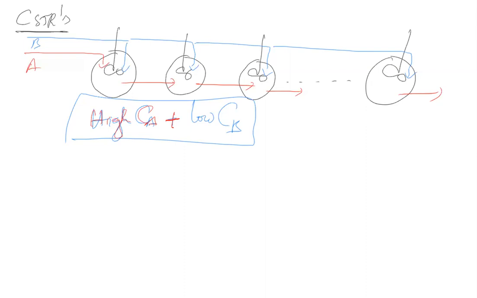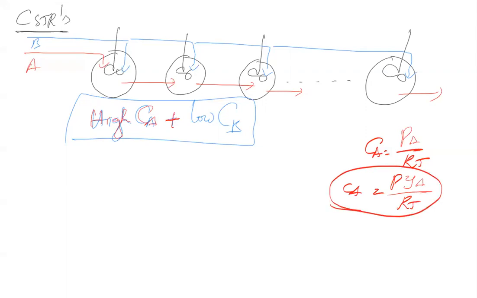Mole fraction is nothing but proportional. What is the concentration of A? PA by RT, if it is gas phase, let's assume. What is PA? Total pressure times mole fraction of A. So concentration of A is mole fraction of A times total pressure by RT. In a way, concentration is proportional to your mole fractions.